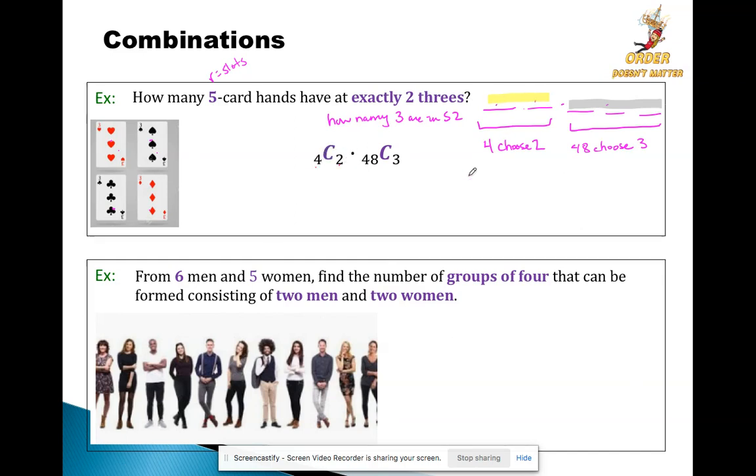That fills these 2 slots. Here's my 48 choose 3. That fills these 3 slots. And then, of course, I'm multiplying everybody, right? Sweet. How about the next one?